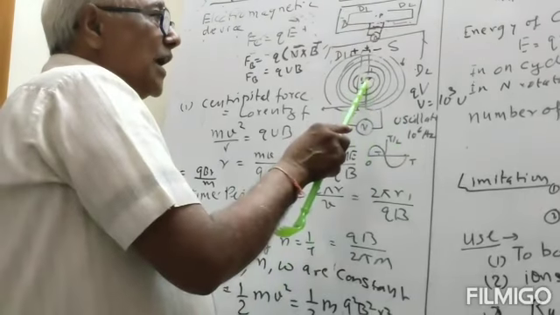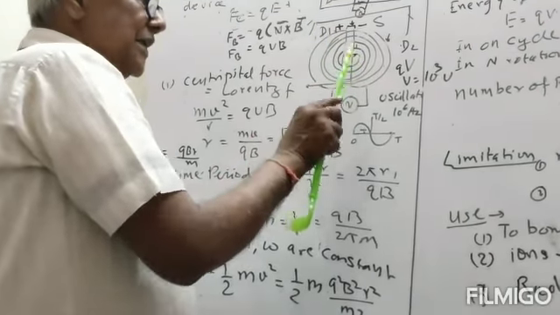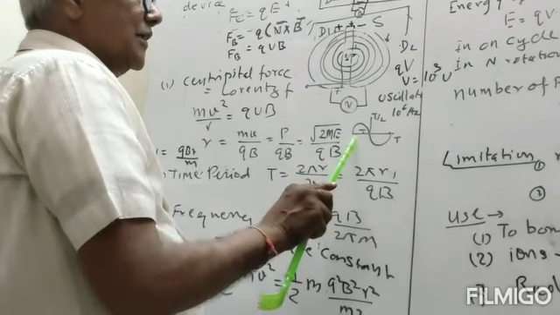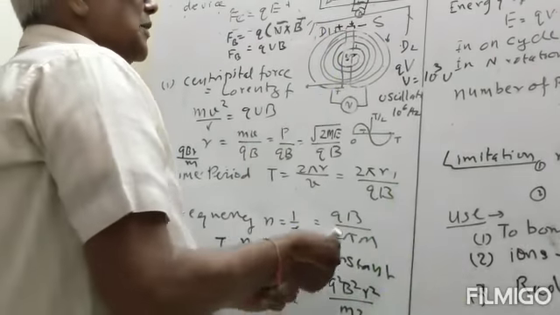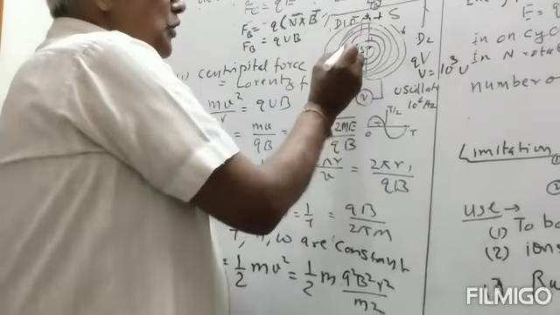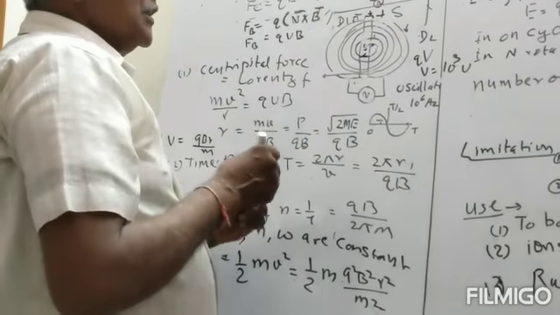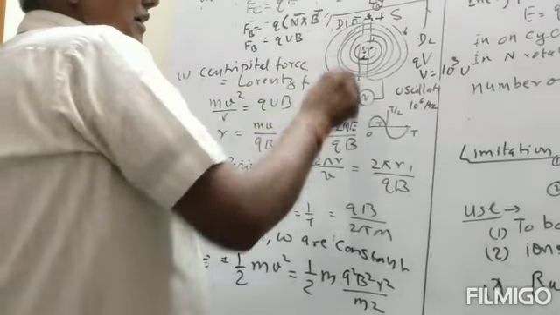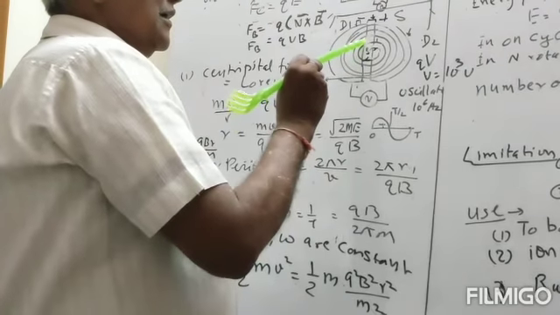This means the half time period of this particle is the same as the half time period of the oscillator. So as it reaches here, the polarity changes. At this time, this will be negative and this will be positive. So the positive charge will be further accelerated, its velocity will increase, and it will describe a circular path due to the magnetic field.